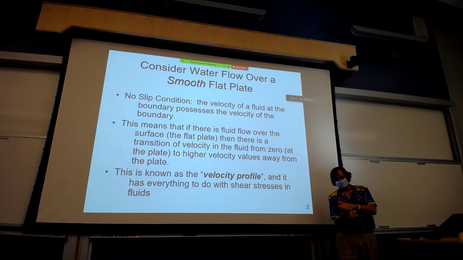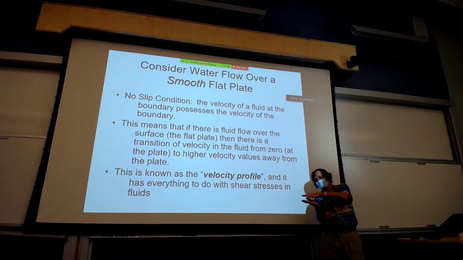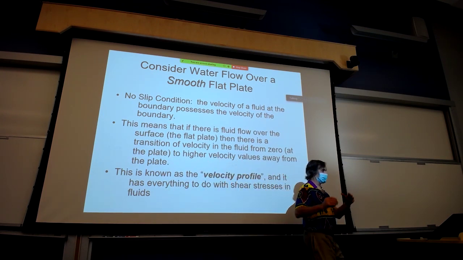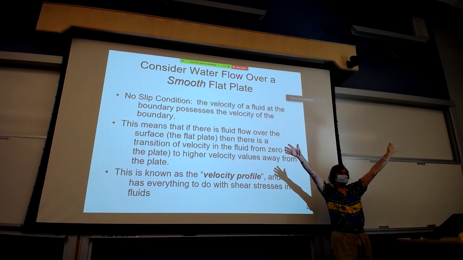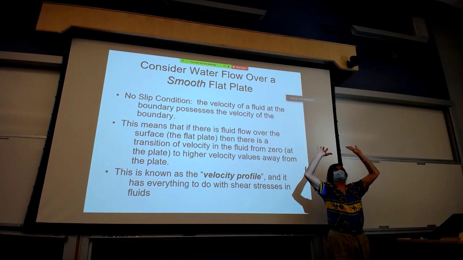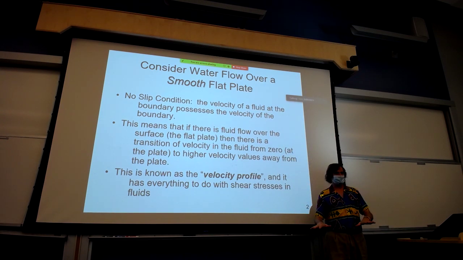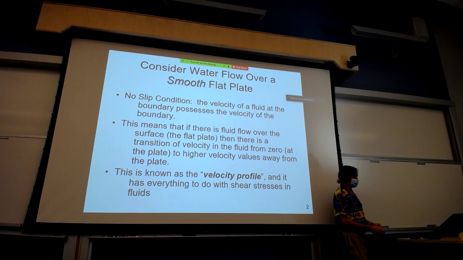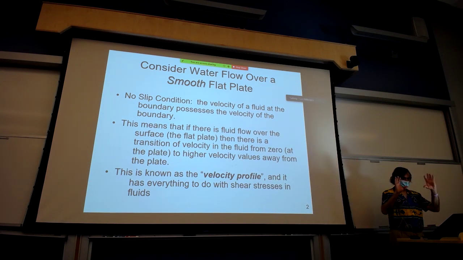And so this zone where the fluid goes from the velocity of the boundary to the free stream grows as you move along the plate. So up above this zone, everything's free stream velocity. The fluid has no idea this boundary is there. But there is this little zone where you have a transition in velocity from the free stream down to the velocity of the plate. And that transition zone is known as the velocity profile.